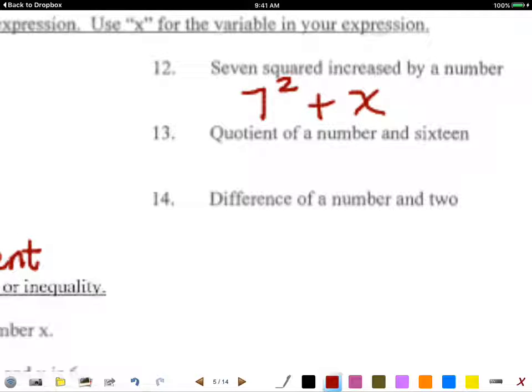16 divided by x. Well, oh, did you say 16 or? I thought you said 15. Okay. Well, put it in the order that you read it. It is division. Quotient of a number and 16. X divided by 16. There you go. Perfect. All right.